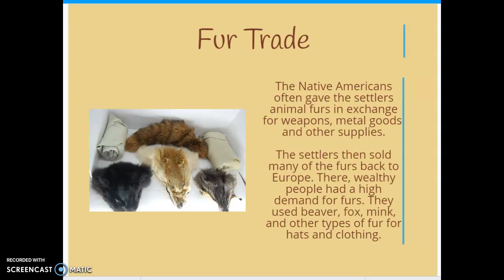The fur trade. This is probably what we'll spend the majority of our time on today. Native Americans would give the settlers furs, and in exchange for those furs, they would get weapons. So instead of having to use a bow and arrow, they would get a gun. And you can imagine the difference in hunting with a gun versus a bow and arrow. They would get those metals that I talked about that you could use for all sorts of things, and they would get some other supplies as well.